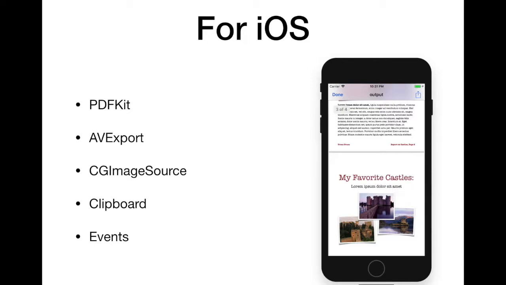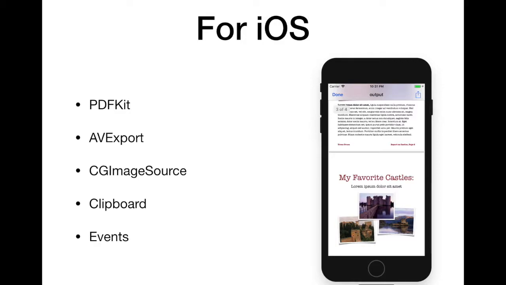For iOS, I upgraded a few functions, like you can use all the PDFKit functions to merge PDFs on the device. You can export videos in different formats, so you can record a video on the device and then make a smaller version, to trim it maybe, to upload it somewhere.